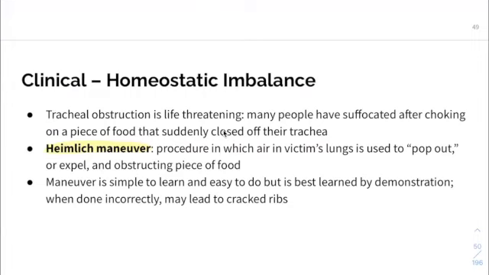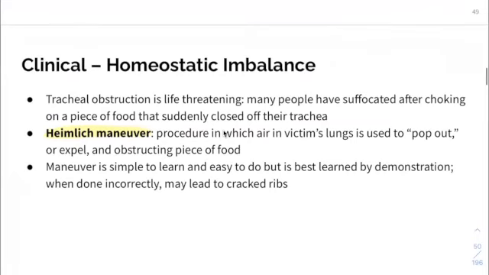One of my sister's bridesmaids, my brother had to do the Heimlich maneuver at her wedding because she drank too much and choked on her dinner. But it's something you don't ever really want to see.